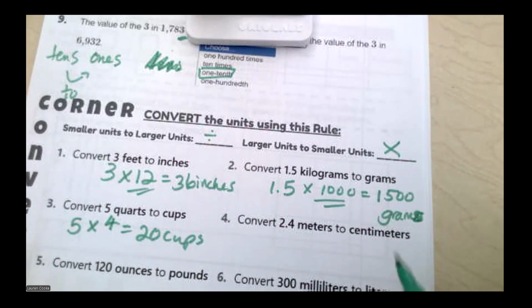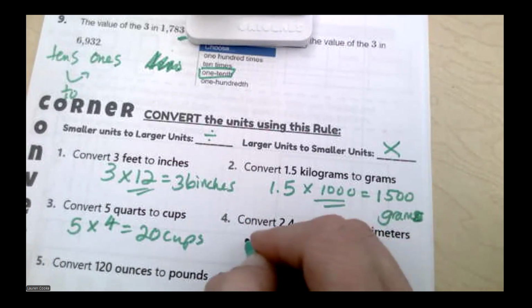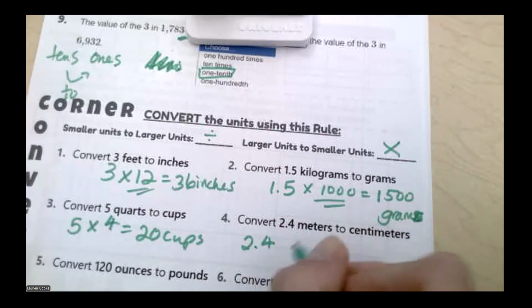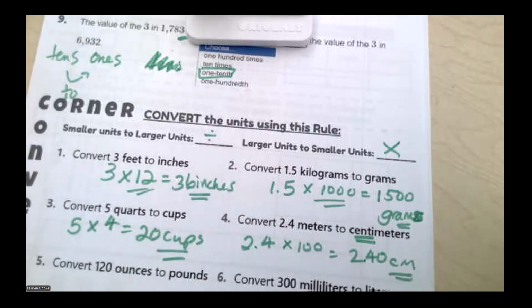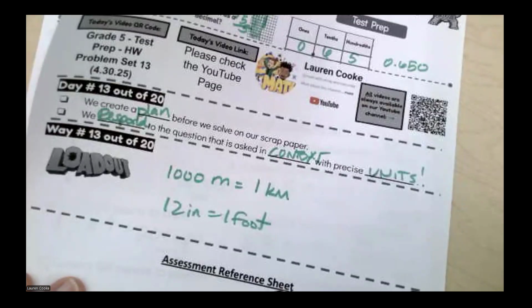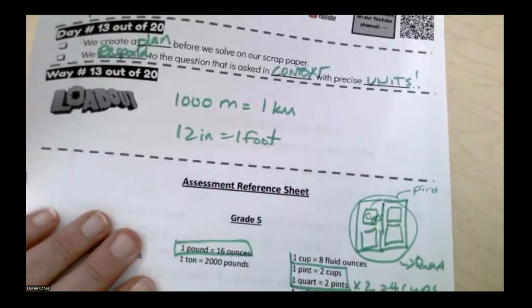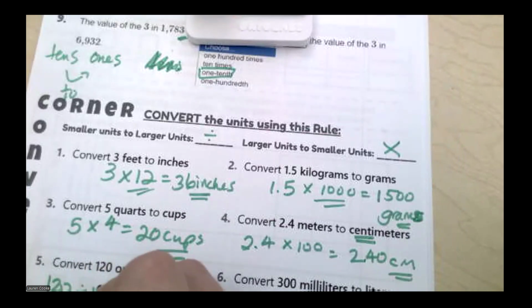Okay. Now this is in the loadout. I need to know 2.4 meters, bigger, times 100, only 100 centimeters in a meter, is 240 centimeters. Notice how I'm always writing the unit. All right. Now I have 120 ounces, and this is on the reference sheet, so I get to go back to it. And 1 pound is 16 ounces. Okay, so I'm going to be dividing by 16.